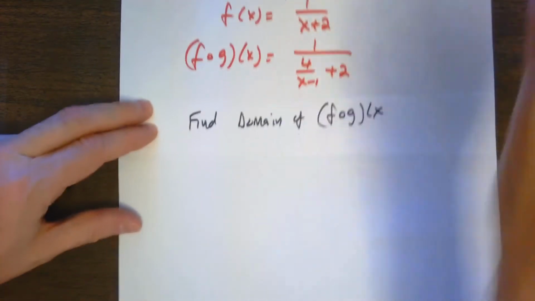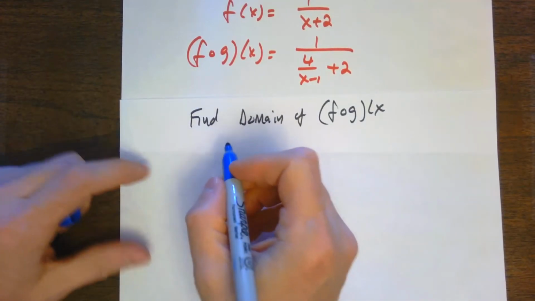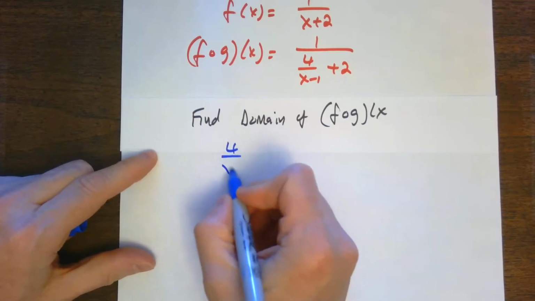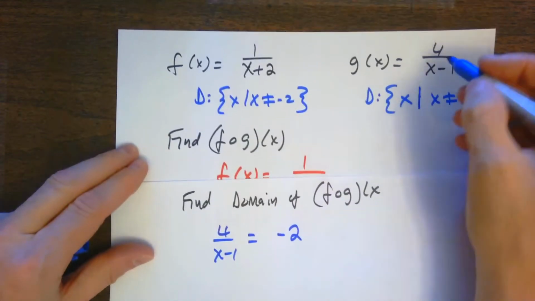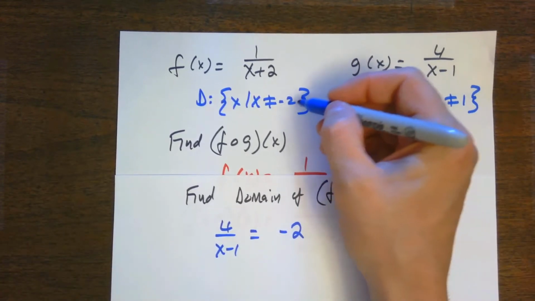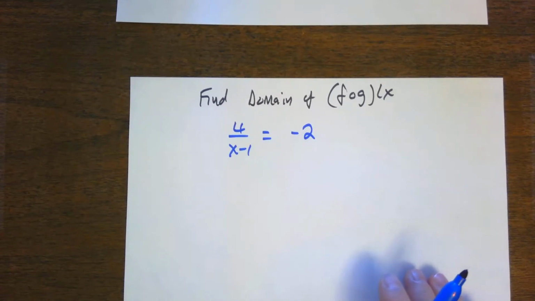So that's where the domain comes in. What I really need to solve is, when is g of x equal to negative 2? For what values is this original function going to be negative 2? Because I'm not going to be allowed to have that. That's going to be a domain restriction there.